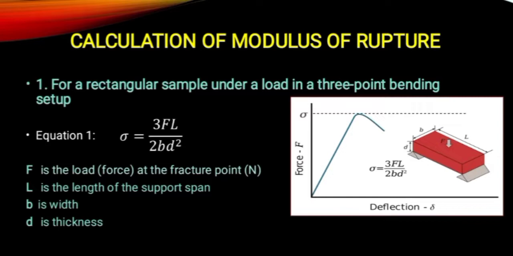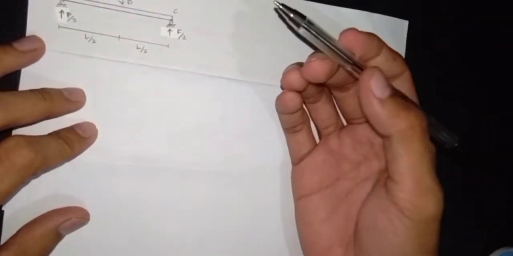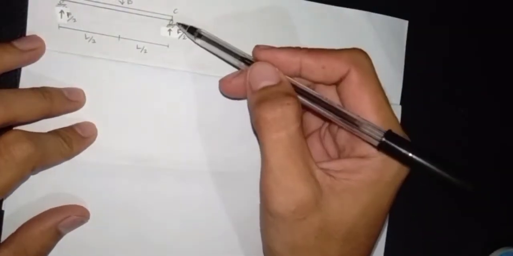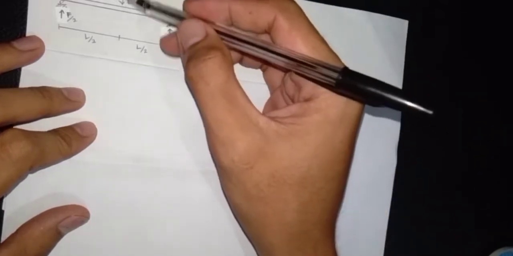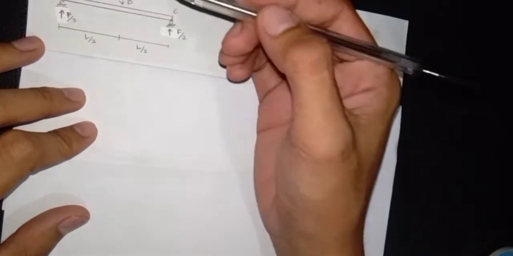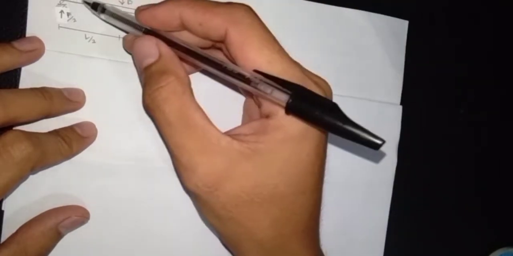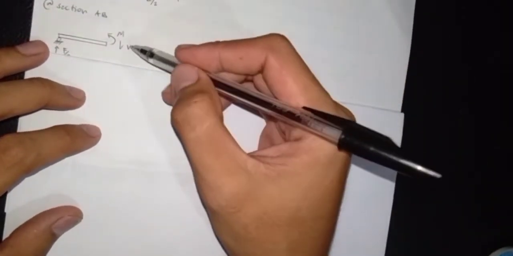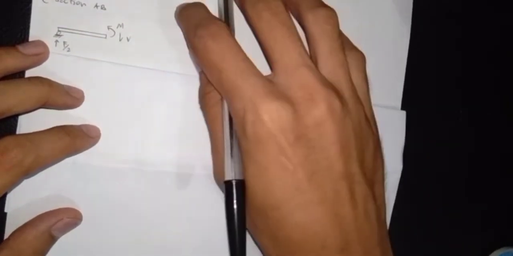So, ipapakita ko sa inyo kung paano nakuha itong formula na to. Magsimula tayo sa ganitong beam na mayroong dalawang roller support at yung applied force niya is nasa gitna. So, kapag hinati natin yung beam sa section AB, may lalabas dyan na moment at shear. Para makuha yung moment at shear natin is sa summation force vertical tayo para sa shear.